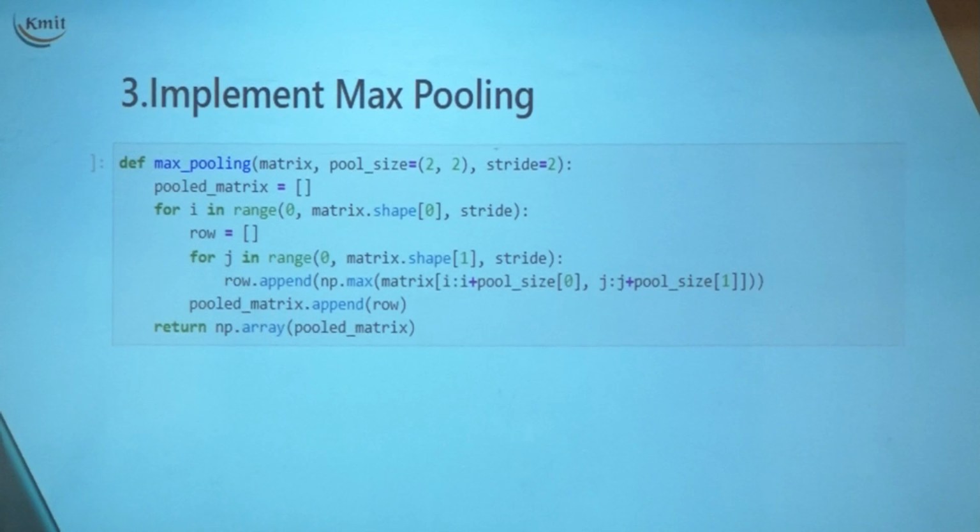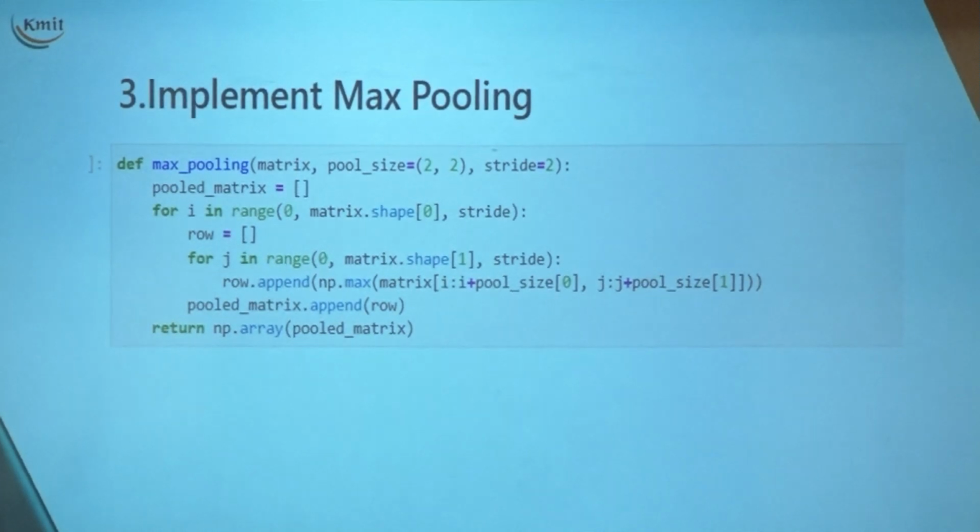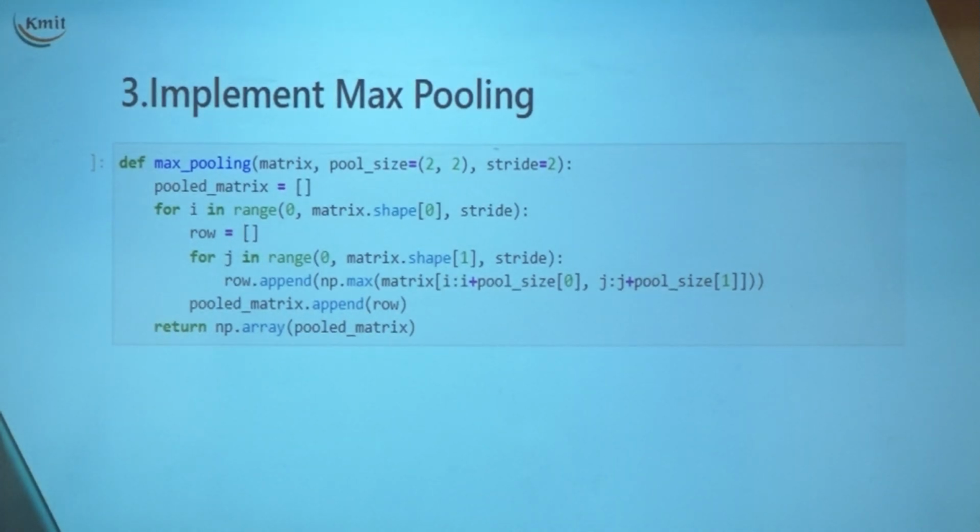So I have defined a function called max pooling in which I pass the parameters matrix, the size of the image, and then pool size. What do you mean by pool size? On the image, the size of pooling, the number of boxes that I have to take for performing the pooling operation. So here I want to go for 2 by 2 size pooling. And then stride is equal to 2.